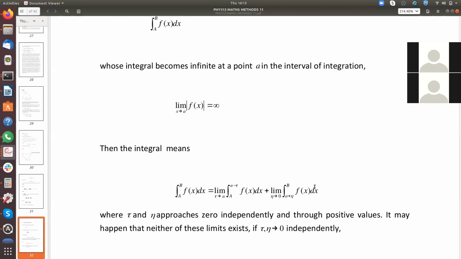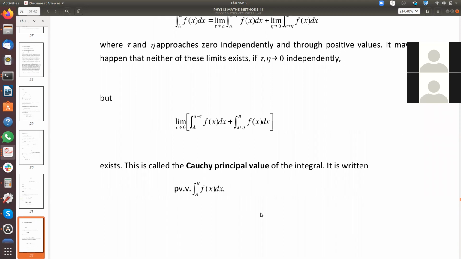So tau approaches zero indefinitely, and through positive values, it may happen that neither of these limits exist. That is, if you have a positive value, none of these limits that we are looking at exists. And if that happens, the whole of tau tends to zero indefinitely. But if you now have this kind of thing, you can say that this is called the Cauchy principal value of the integral, and it's written as PV integral of a to b of f of x dx.